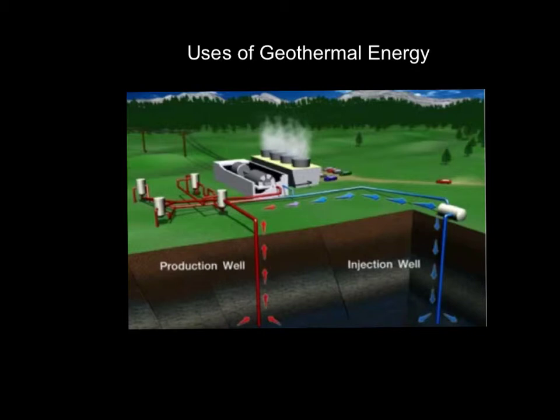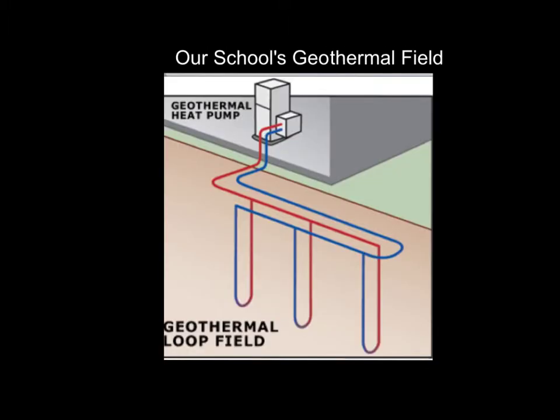Geothermal heat pumps can also be used to heat buildings. A series of pipes called a loop are put underground where the water remains at a constant 50 to 60 degrees Fahrenheit. Heat is taken from the pipes through an electric compressor, and a heat exchanger is sent through air ducts throughout the building. When it is not hot, the pipes draw heat away from the building instead of bringing it in. Our school's geothermal field uses the heat pump method.